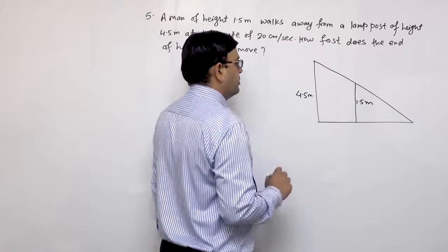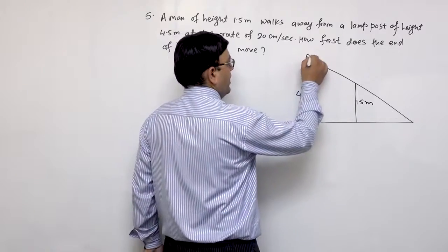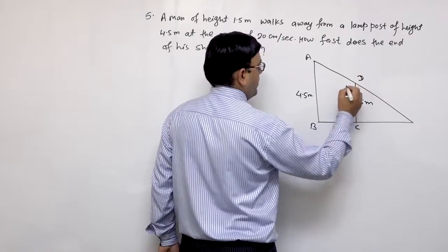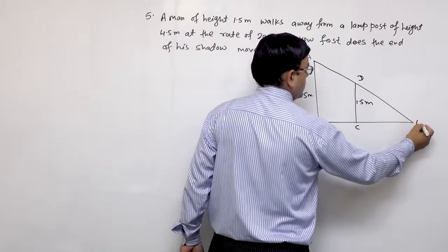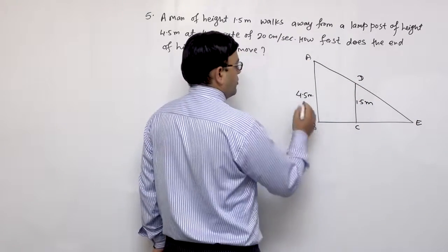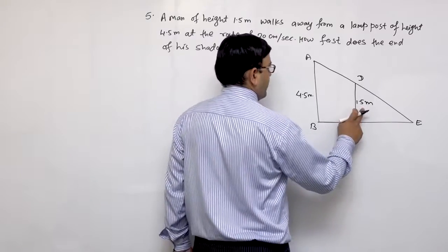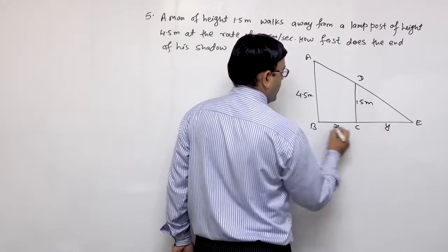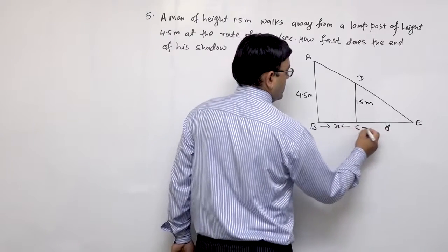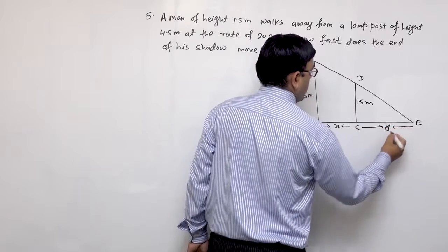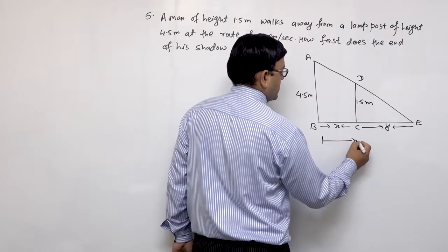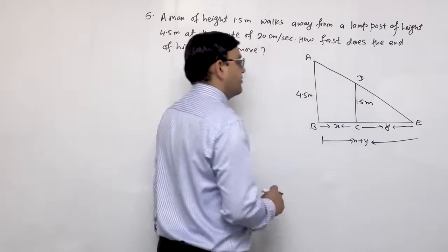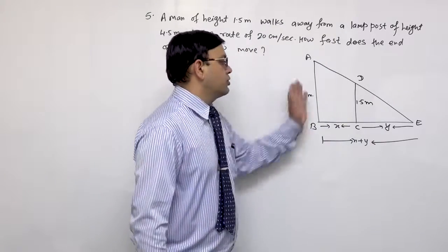Suppose this is a lamppost. So let's give the names: suppose A, B, and then C, D. Suppose this one is E. So this one is 4.5, this one is 1.5. You can suppose this one is X and this one is Y. This BC is X and then CE is Y. So this total is X plus Y. Here X plus Y is the shadow of this lamppost AB.